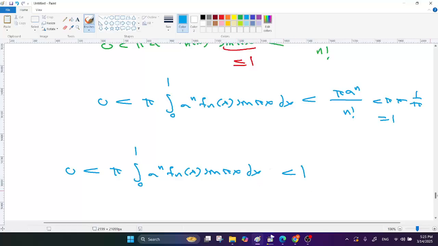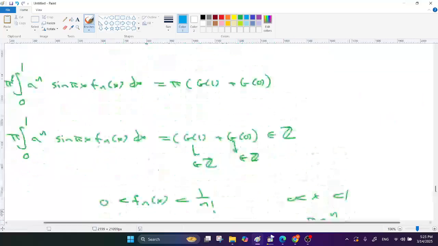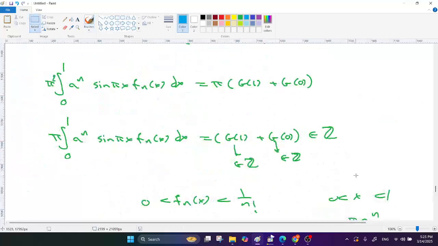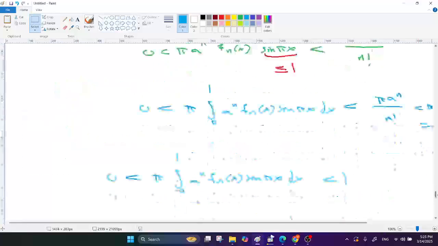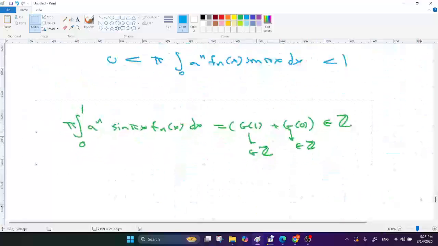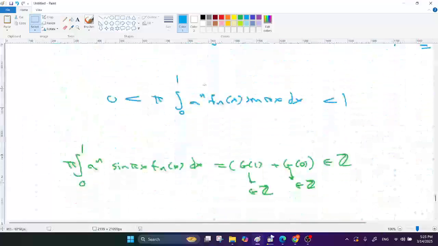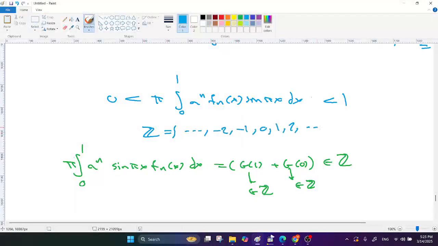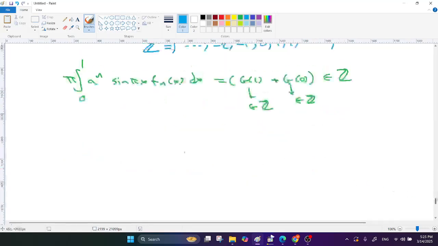Why is this a contradiction? Let me show you. You can see now why it is a contradiction, because of this. See? The integral belongs to the integers. What are the integers? Minus 2, minus 1, 0, 1, 2, like this. Can we have an integer between 0 and 1? No. So this is the contradiction, which means π² is irrational, which means π is irrational.